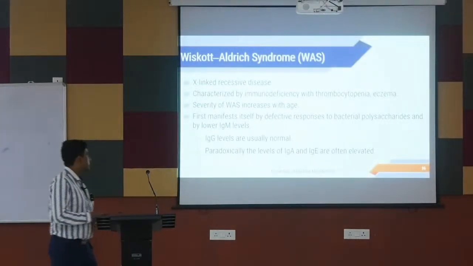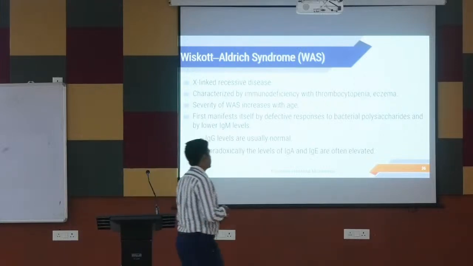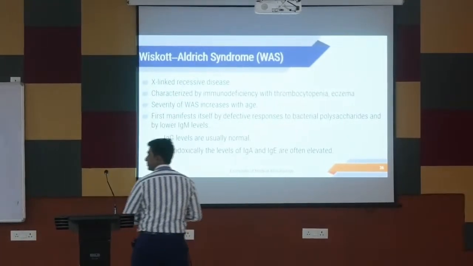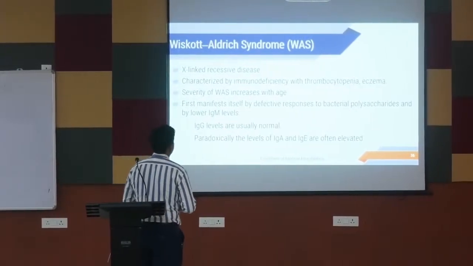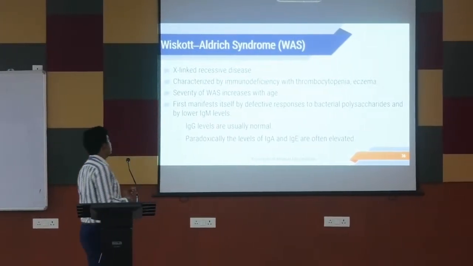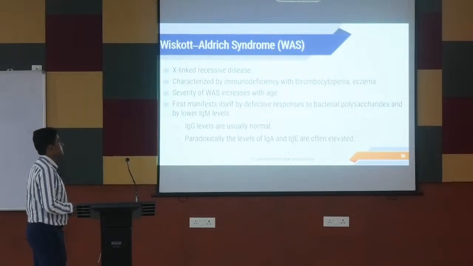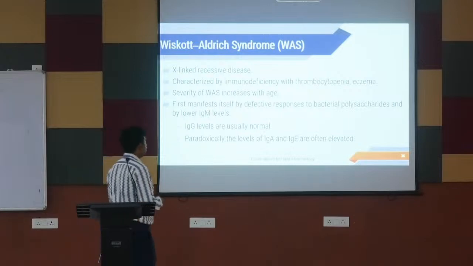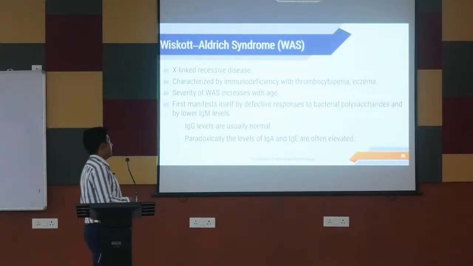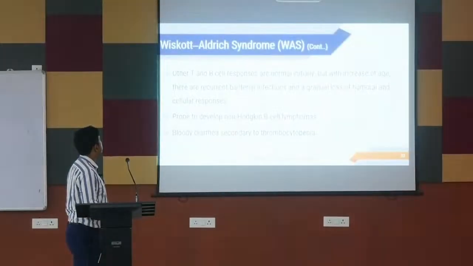The Wiskott-Aldrich syndrome, short note আসে. X-linked recessive disease characterized by immunodeficiency with thrombocytopenia, eczema. Severity of this increases with age. The first manifestation is defective responses to bacterial polysaccharides and lower IgM levels. Immunoglobulin G levels are usually normal. Paradoxically, the levels of IgA and IgE are often elevated.